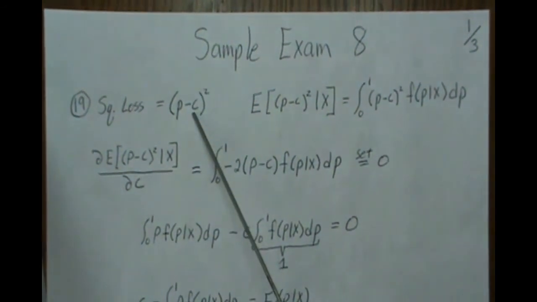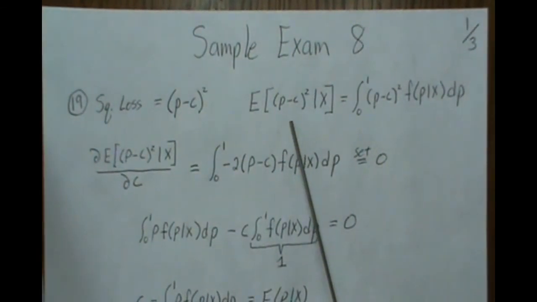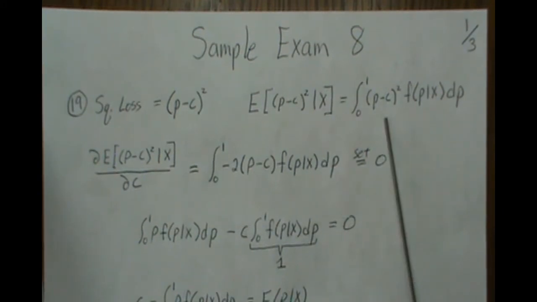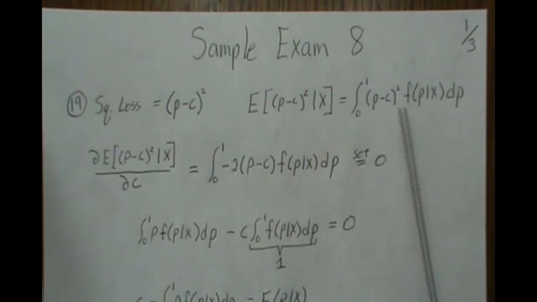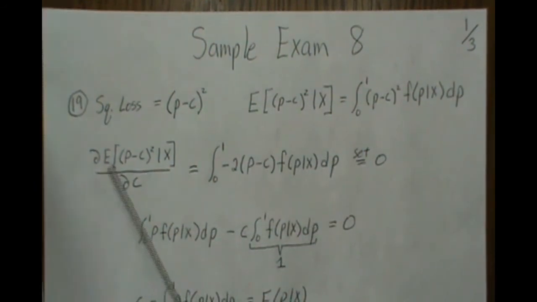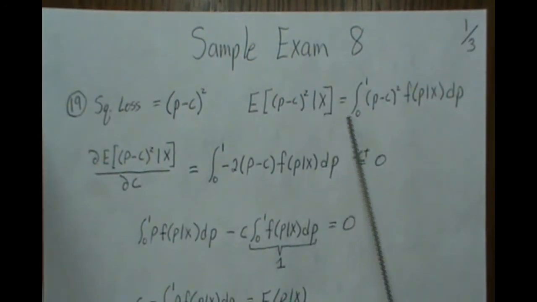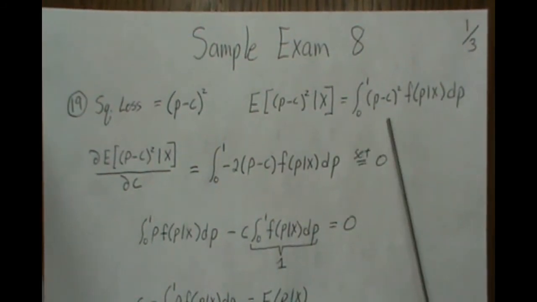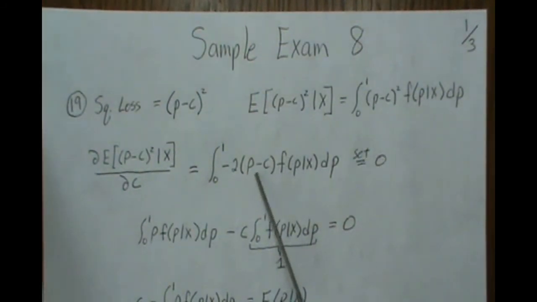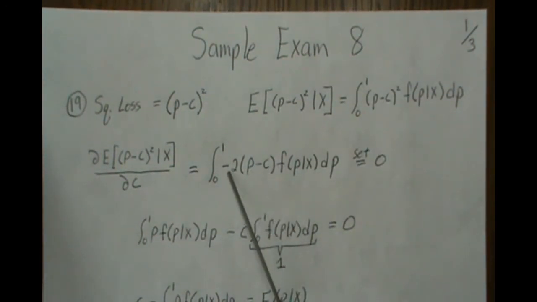We want to find the C that minimizes this expectation. By definition, this is equal to this. It's whatever is in here times the density. Now to minimize this, we take the derivative with respect to C. It goes into the function, and then you take the 2 out front, and then subtract 1, and then take the derivative of the inside, which is minus 1. Everything else is a constant with respect to C. So we set it equal to 0.